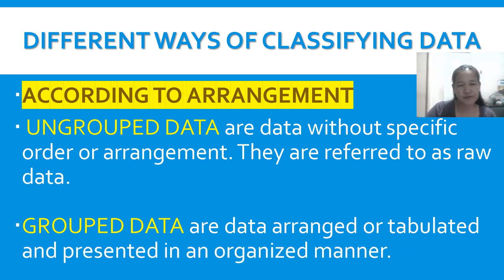Another way of classifying data according to arrangement is the grouped data. From the previous example that I have mentioned, these are data arranged or tallied and presented in an organized manner. So, when we group the ungrouped data, which is the number of students enrolled in the senior high school department, we can now group them according to their track and according to their section. So, we call this the grouped data.